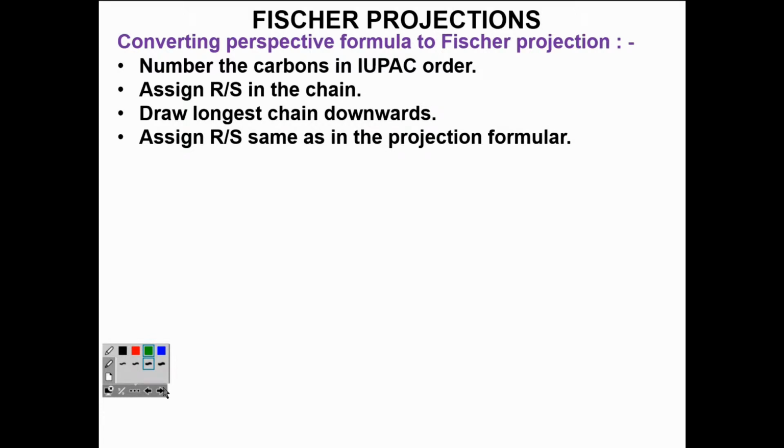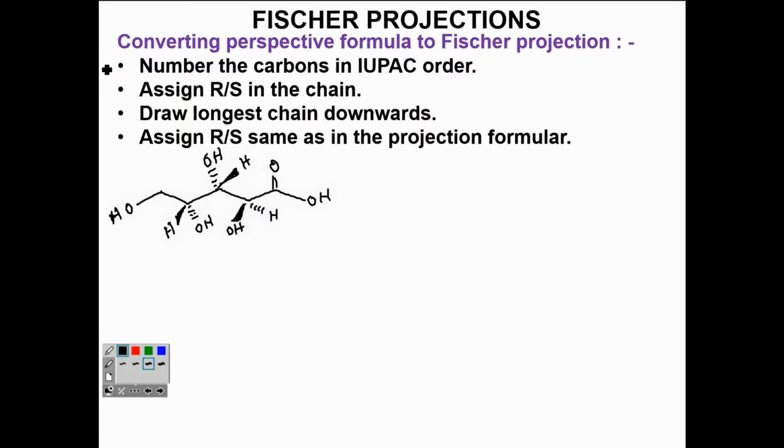In this video we're going to do an example of converting a perspective formula back to Fischer projection. The first thing you need to do is to number the carbons in IUPAC order, assign R and S, draw the longest chain downwards, and assign R and S in the projection formula. So this is the molecule.